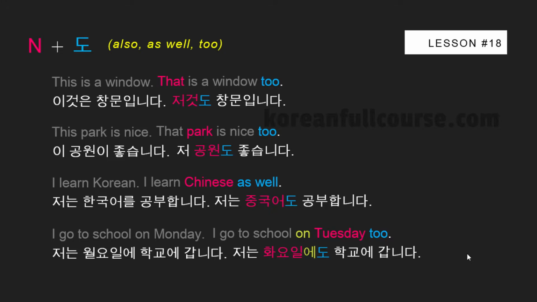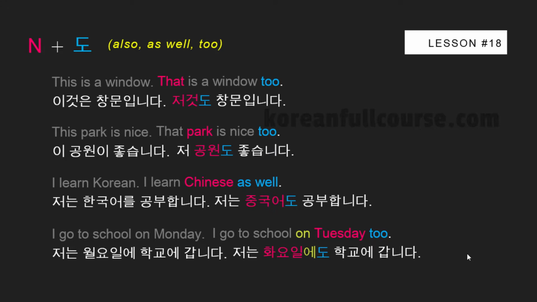저것 is a subject and it's supposed to have the nominative case particle at the end, but as I mentioned earlier, the nominative case particle drops. 이 공원이 좋습니다. 저 공원도 좋습니다. Here the word 공원 is also a subject. 저는 한국어를 공부합니다. 저는 중국어도 공부합니다. Here 중국어 is an object.